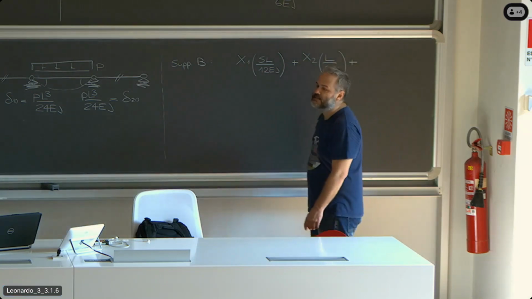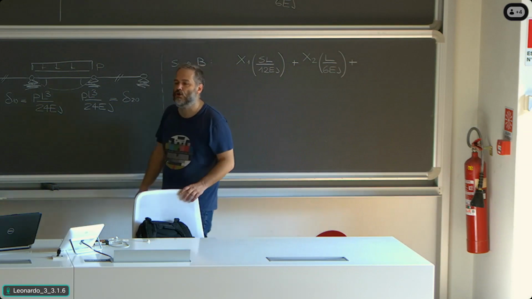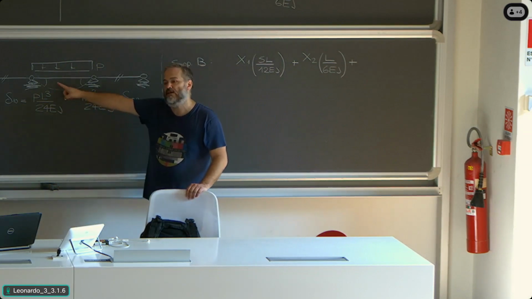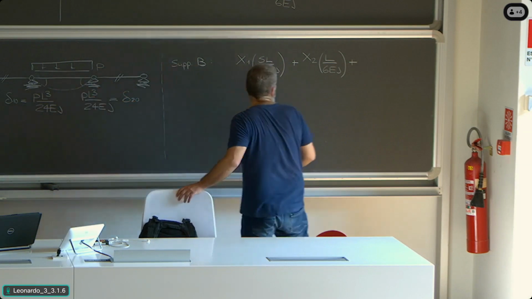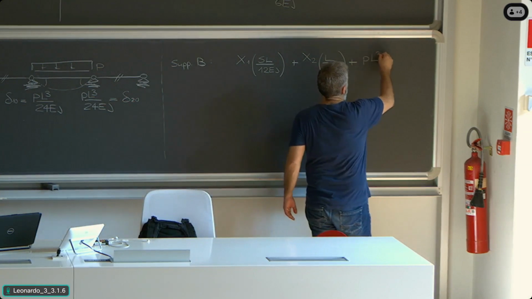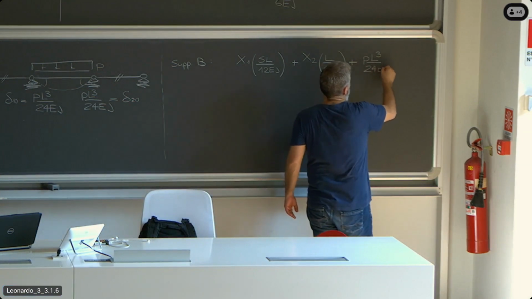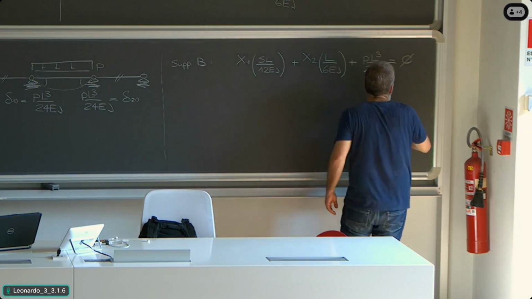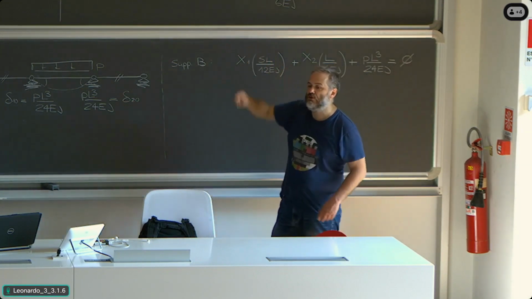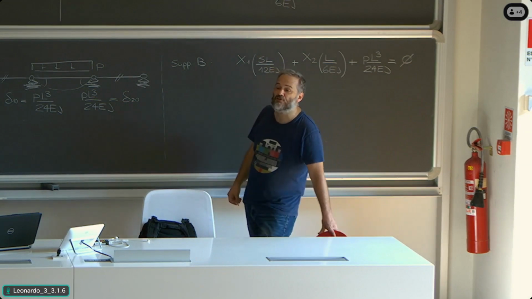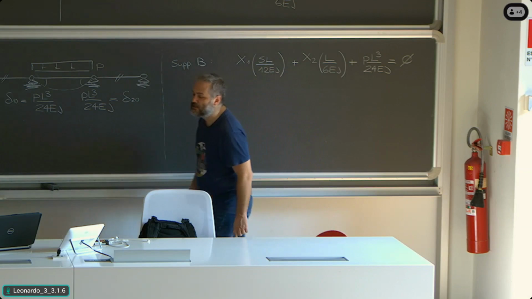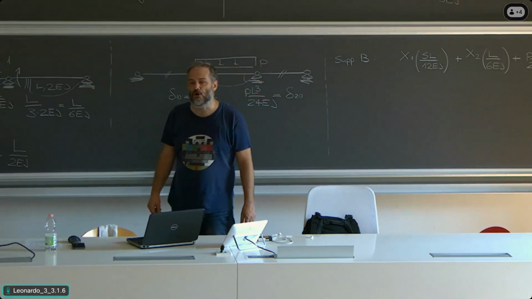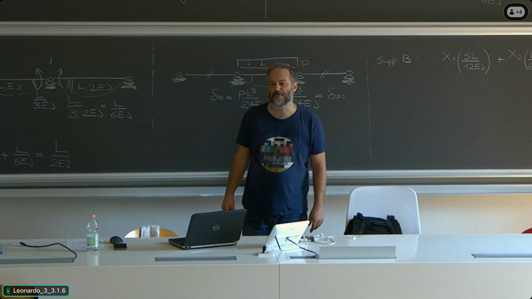Plus what is the relative rotation at point B caused by the distributed load? Again, only on the center span, PL to the power of 3 divided by 24 EJ. Equal 0, because in reality, the original structure does not have a relative rotation between span 1 and span 2 possible. Basically, what we're writing here with this compatibility equation is the fact that there can be no relative rotations over support B.